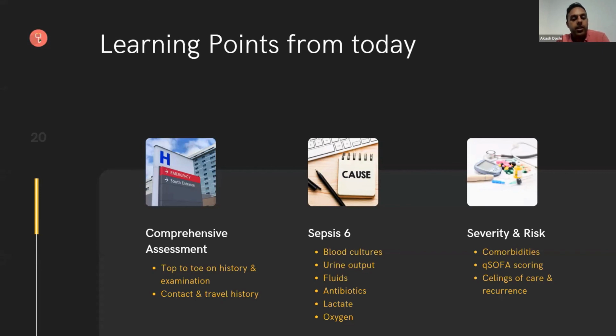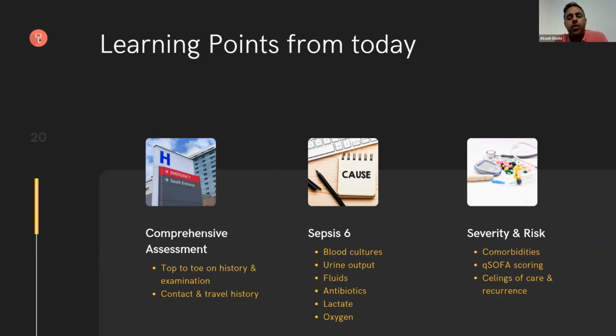Within an hour, we're going to think about the sepsis 6 and make moves starting all of this, particularly antibiotics, knowing that if we delay antibiotics, the mortality goes up quite quickly. Finally, severity and risk. We know that the patients with lots of comorbidities, foreign objects, and reasons to be immunocompromised are likely to fare much worse in the context of sepsis. So we need to bear that in mind.